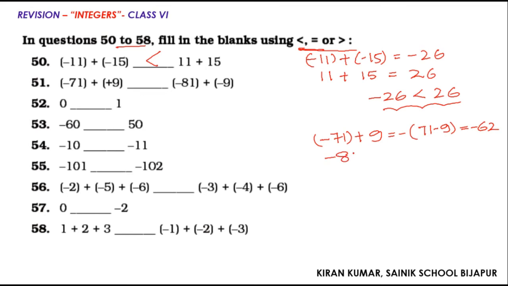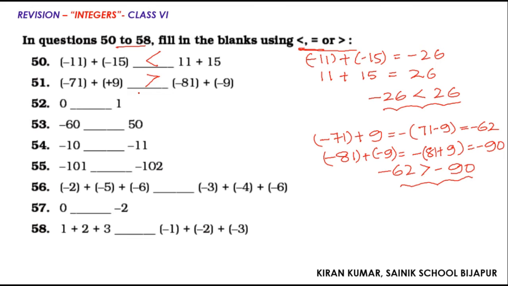When both 81 and minus 9 are negative, we need to add their absolute values and we get negative 90. Observe both, which one is larger. Negative 62 is larger compared to negative 90, so the symbol which must be used here is greater than.